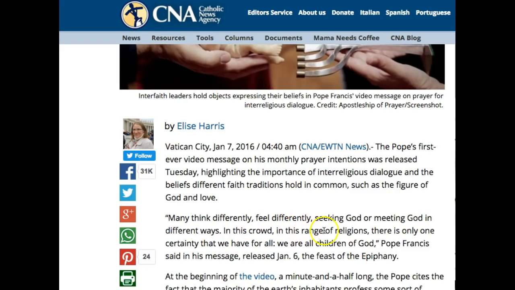In this crowd, in the range of religions, there is only one certainty that we have for all. We are all children of God, G-O-D, Pope Francis said in his message released January 6th, the Feast of the Epiphany. By the way, that feast is abominable too, because you're not to add or take away from Scripture. Well, when you add to the 7 feast days, that is abominable.